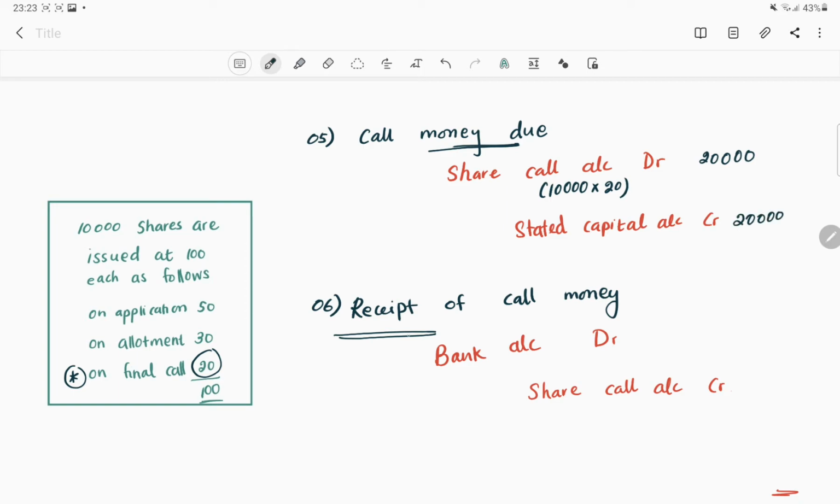And upon the receipt of the money for the call, you can debit the bank account by 20,000 and credit the share call account by 20,000. So these are the 6 entries that you need to do in order to transfer the share amount that you receive to the stated capital account.